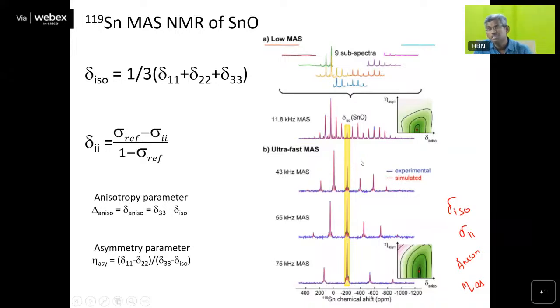Actually, these data have also been simulated by measuring this delta iso and delta anisotropic parameter. That is why, for a particular value of delta iso, which is marked by this red color, we will get a very good fitting. So that is why this plot is there.